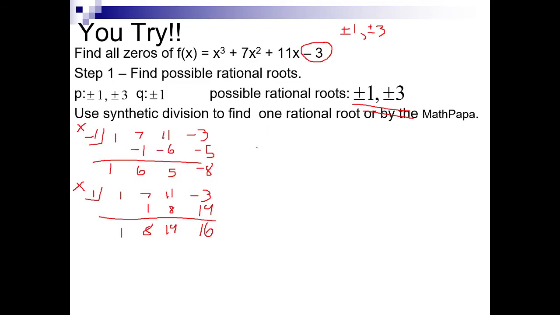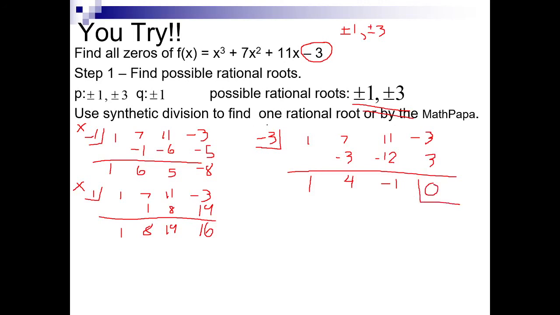Let's use negative 3. One of your classmates said, sir, negative 3. 1, 7, 11, and negative 3. Okay. So we have 1, and then we have negative 3. This is 4. This is negative 12. This is negative 1. This is 3. And that's 0. And this is a root. This is already a 0.